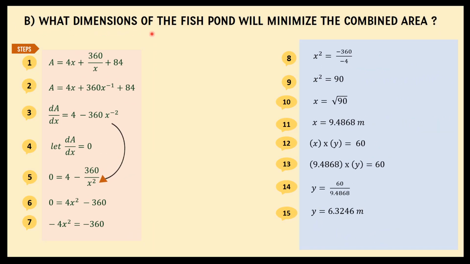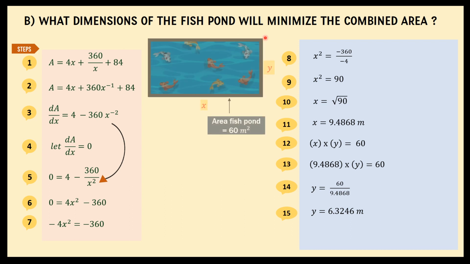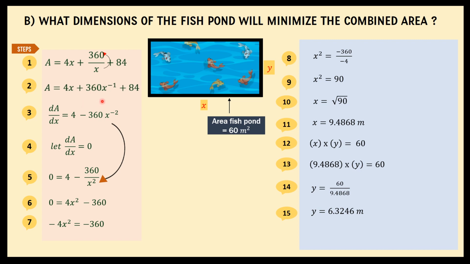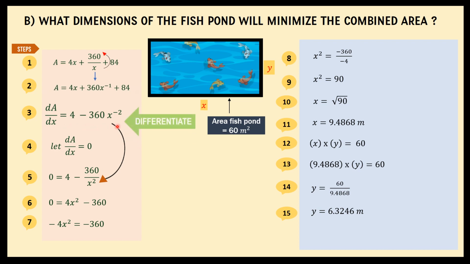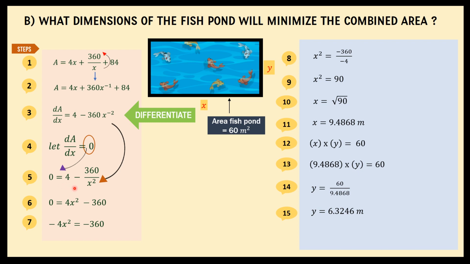What dimensions of the fish pond will minimize the combined area? So first step, the area is equal to 4x plus 360 over x plus 84. So x brought up, it will be 360 x to the power of negative 1. So third step, we have to differentiate the area. So dA over dx equal to 4 minus 360 x to the power of negative 2. So next step is let dA over dx equal to 0. So 0 is equal to 4 minus 360 over x squared.